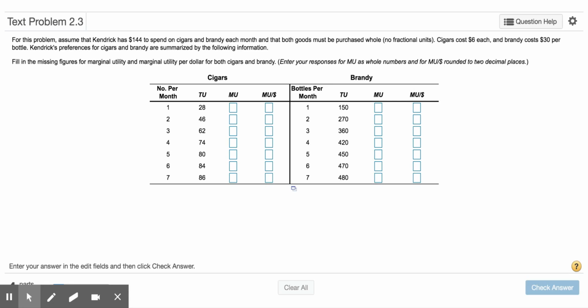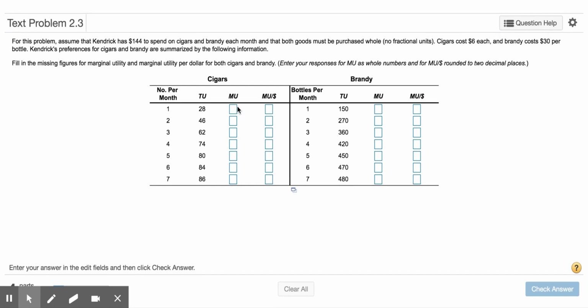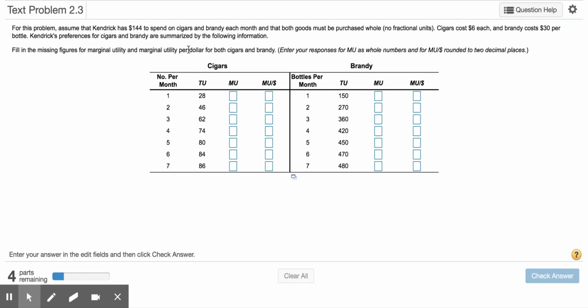Hi everyone, this is question number 10 from chapter 6 of microeconomics. In this question, we are required to fill in the information in this table. Basically, we have this person, Kendrick, who has $144 to spend. That's his budget constraint on cigars and brandy. The price of cigars is $6. The price of brandy is $30 per unit.